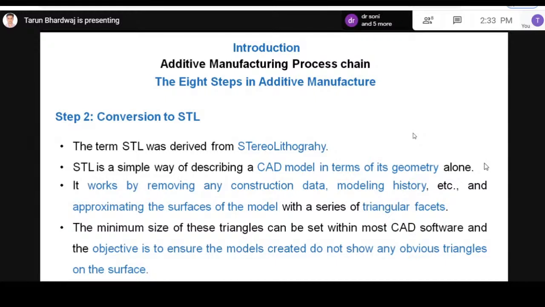That means we do not have any extra triangles; the triangles are joined to each other, so that there will be no obvious triangles present in that particular solid.